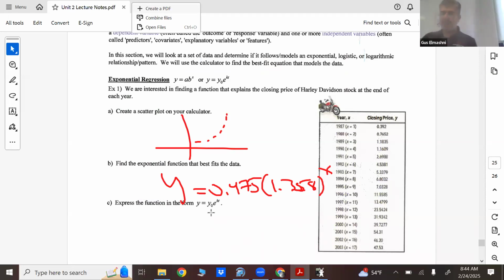I'll do that in a moment. Let's actually plot this first, and I'll show you how we can change the equation so E is involved. Right now, my base is not E. My base is 1.358. Fine, so be it. And this is growth, right? Because the stock price is growing, clearly. Just look at the data.